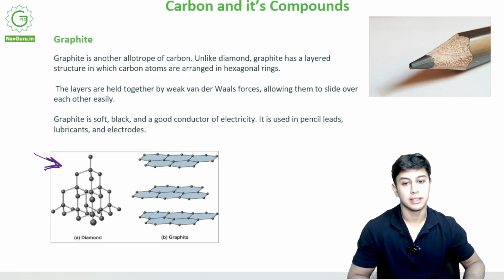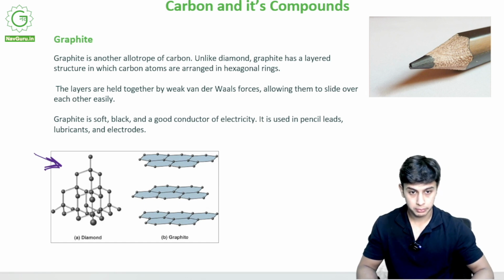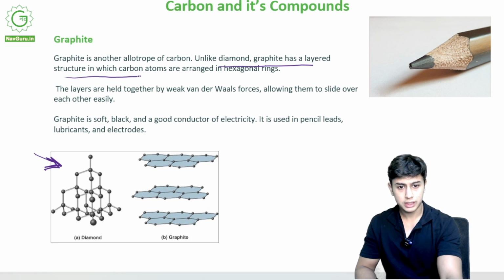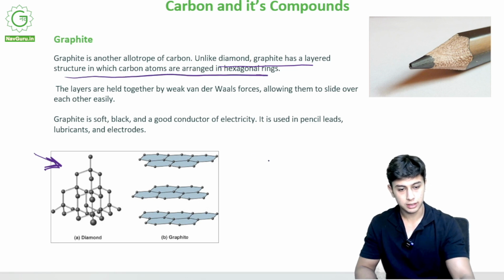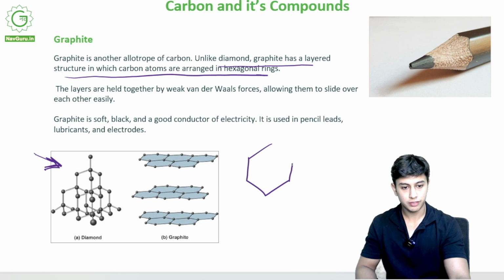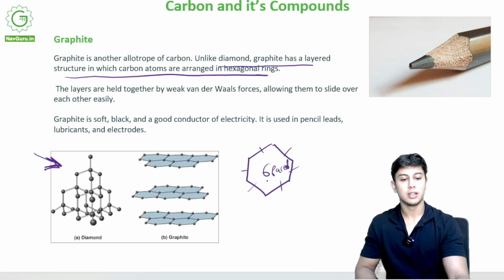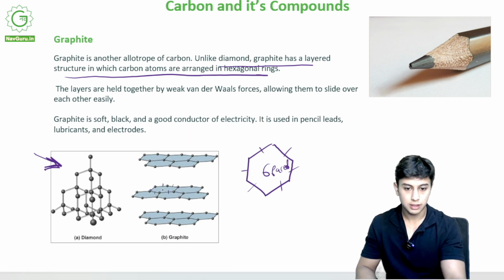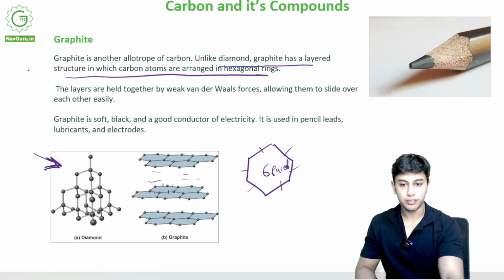Graphite. What is graphite? Graphite is another allotrope of carbon. Unlike diamond, graphite has a layered structure in which carbon atoms are arranged in hexagonal rings. What is a hexagon? 1, 2, 3, 4, 5, 6. Six sides, 6 bonds. This layered structure is of graphite.